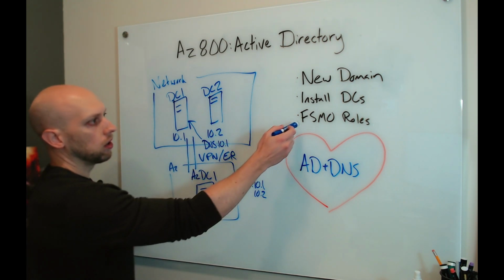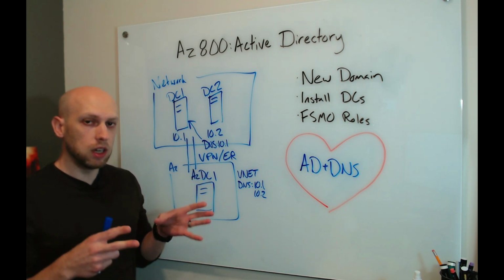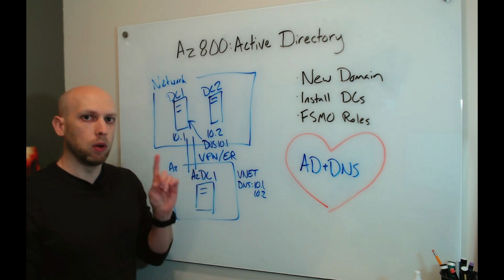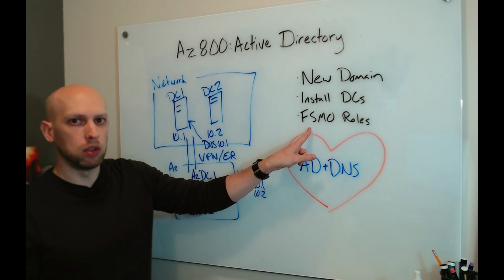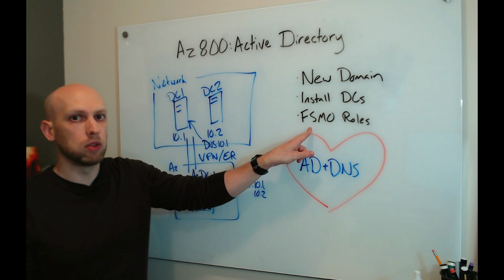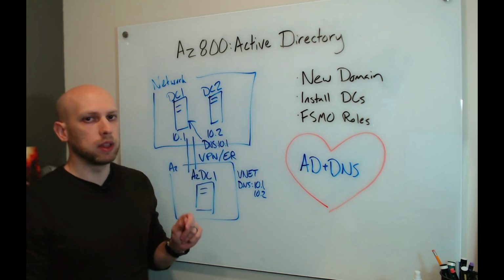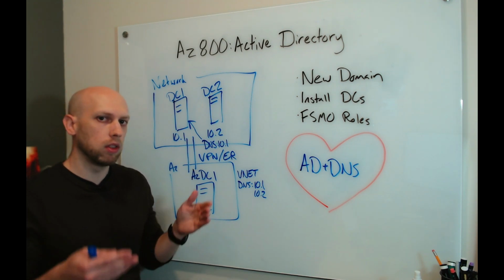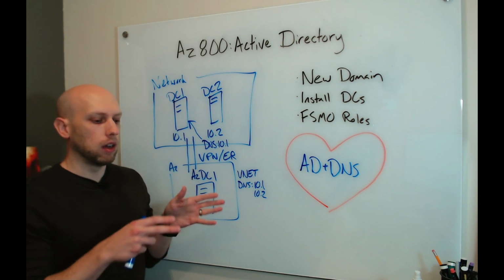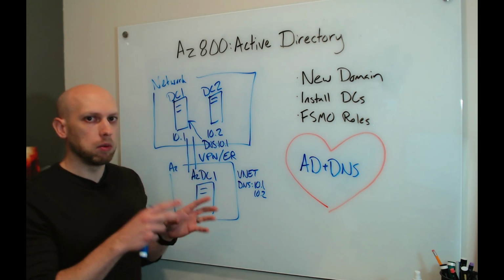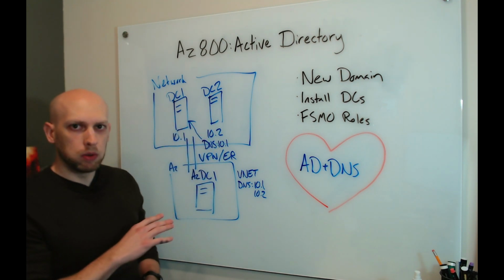So there are things called FSMO roles, which basically stand for certain functions in your domain that have to be performed by one domain controller. And you specify what domain controller holds those FSMO roles, or which domain controller is responsible for those functions. We're going to talk about those a little bit more, but that's the concept behind FSMO roles. If you hear or read FSMO, that means it's roles or functions that have to be performed by one single server. That's really it for the prerequisites that I'm going to go over.